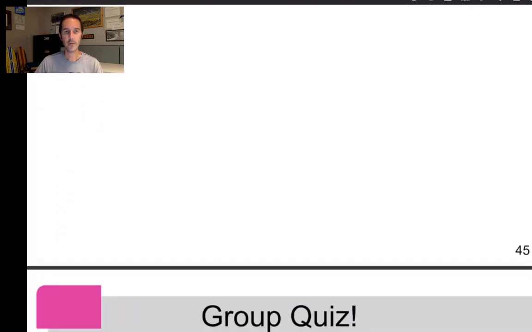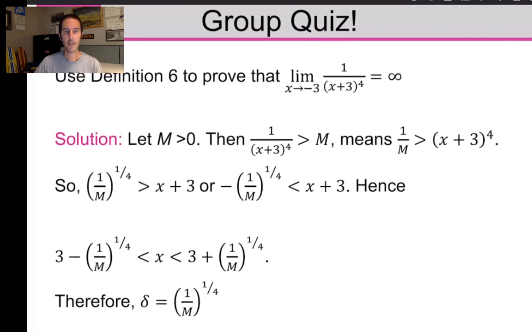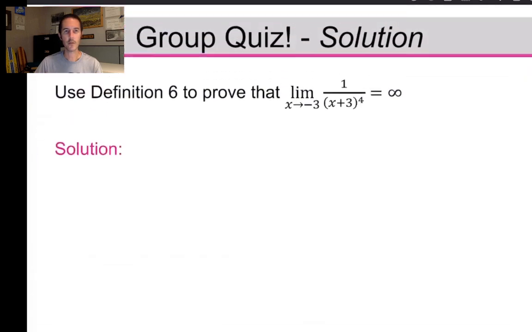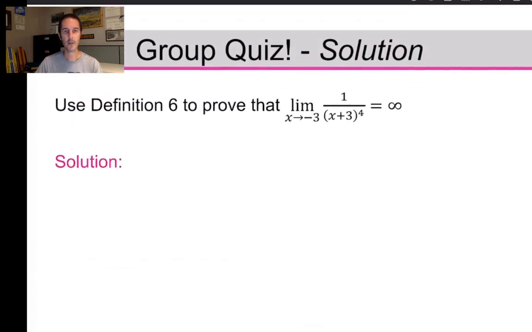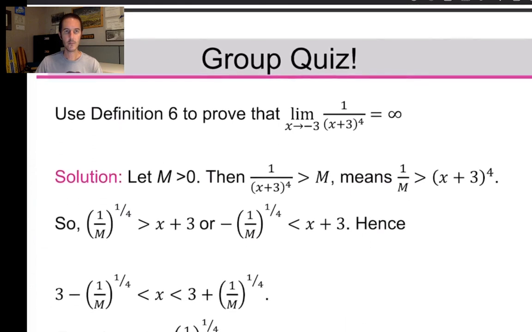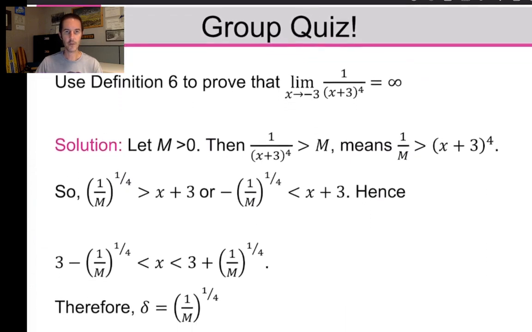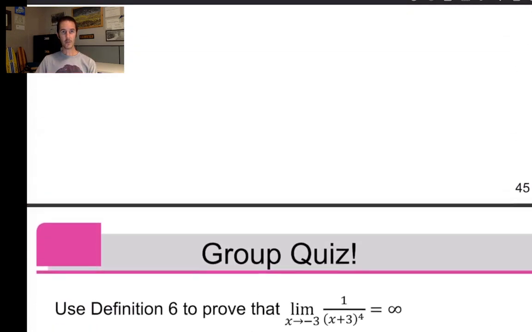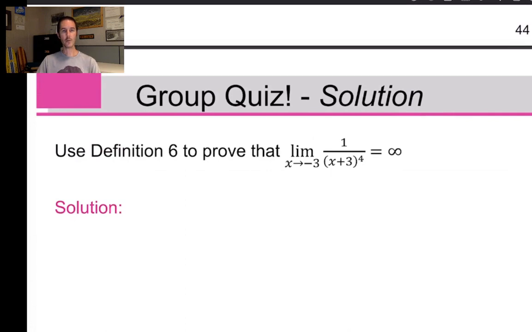And then these slides are set up for you to have a group quiz and a solution to a group quiz. I will put this quiz question up on the screen if you would like to take a look at it, or screenshot it, write it down, whatever, and then I will move up to the solution process so that you can take that down or screenshot it, and then don't look at it. Go back up to this previous slide and try to work out your own solution to prove that this limit does indeed go to positive infinity.